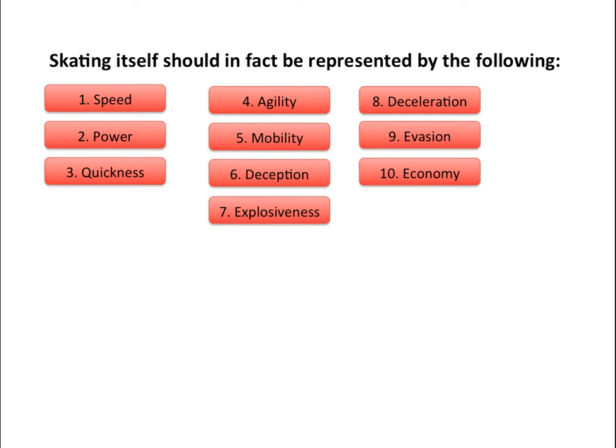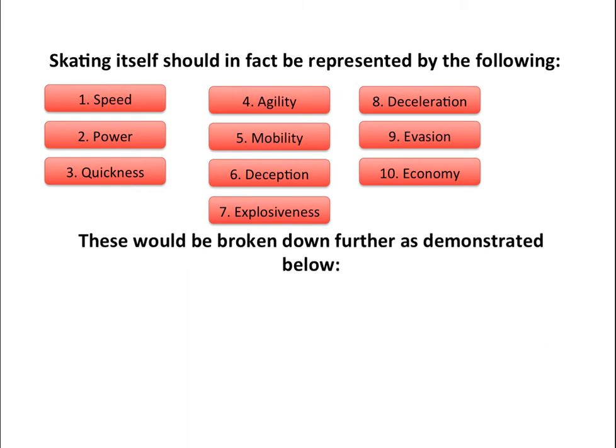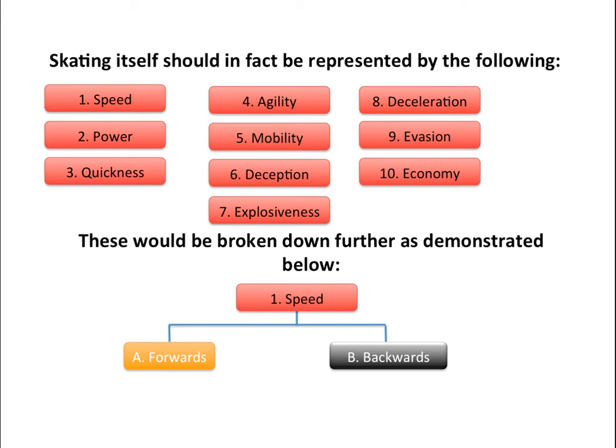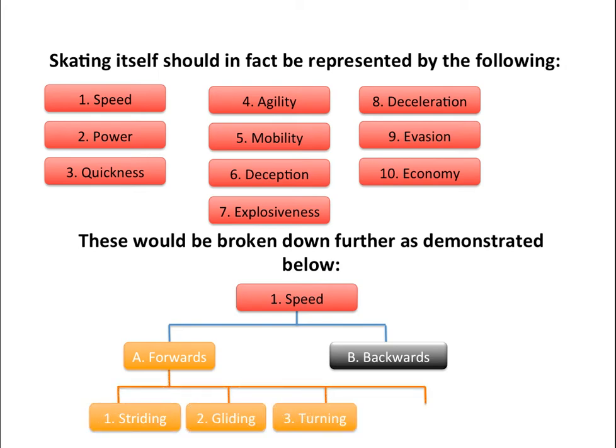So we would use speed in the tactical sense, we could use power in a tactical sense, we could use deception in a tactical sense. These would be broken down further as demonstrated below. So let's just take speed for example. We have forward speed and we have backward speed. And under forward we have speed associated with striding, gliding, turning, and pivoting.